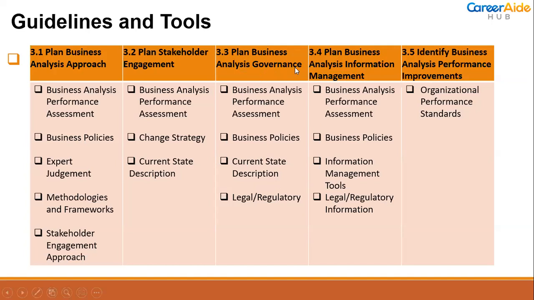For the third task, that is the plan business analysis governance, we have the guidelines and tools as business analysis performance assessment, business policies, current state description, and the legal and regulatory details associated with that initiative. The fourth task has the guidelines and tools as business analysis performance assessment, the business policies, information management tools, and legal and regulatory information. And the last task has only one guideline and tool listed. That is organizational performance standards.